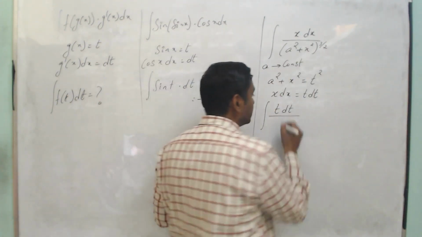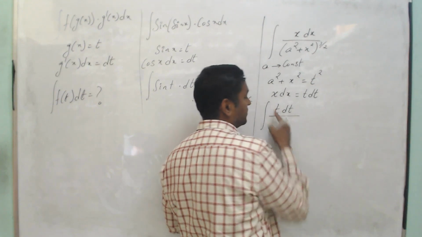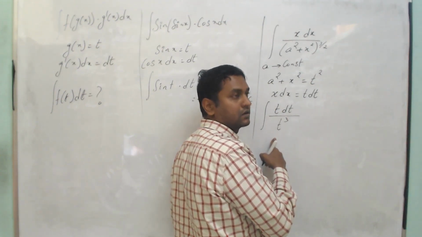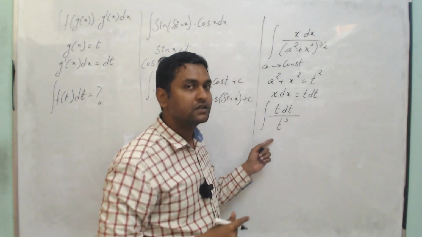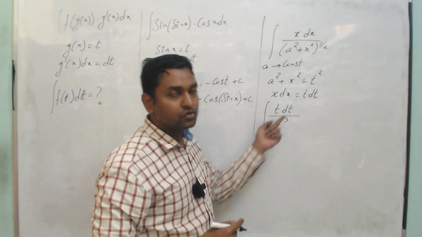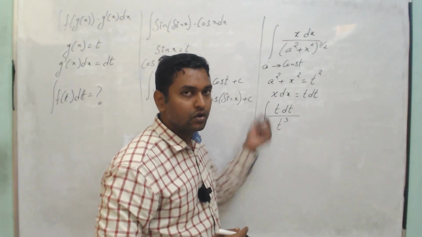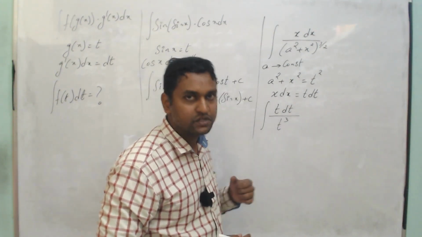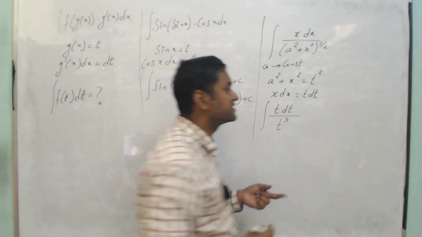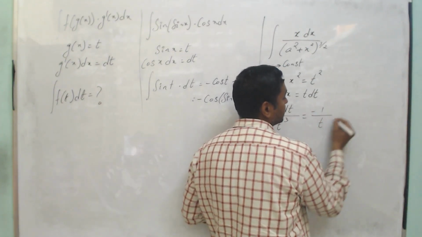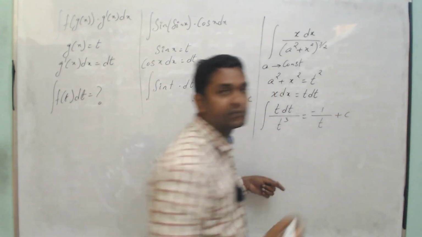T cube. 1 by t square. Yes, sir. 1 by t square goes into the numerator, t to the power minus 2. Yes, sir. Minus 2 plus 1 by minus 2 plus 1, which is minus 1. So simply I'm directly writing the answer as minus 1 by t plus c.